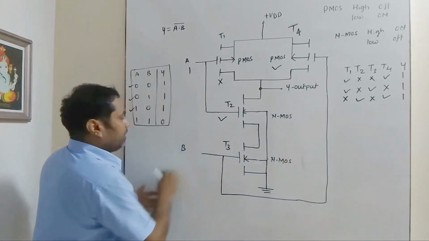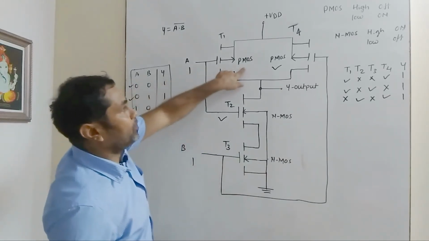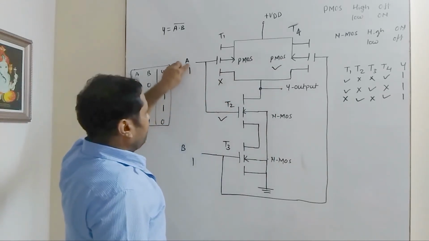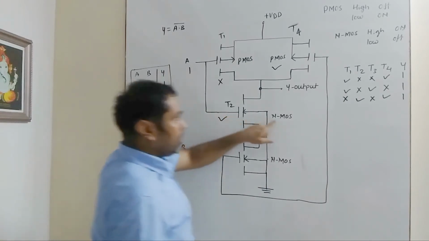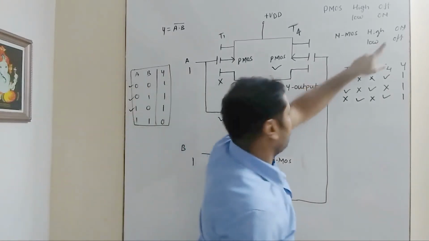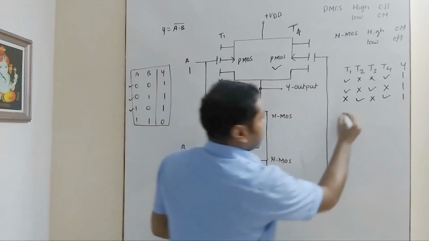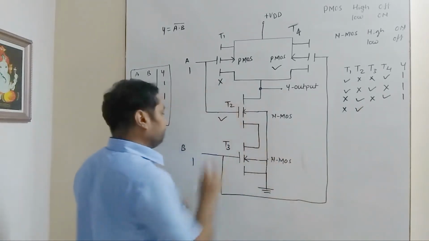Both the inputs are connected to logic 1. Logic 1 to PMOS, it will be off from the definition. Logic 1 connected to T2, and T2 is NMOS. Logic 1 is connected, so it will be on. So T1 and T2, the same condition: T1 is off and T2 will be on.